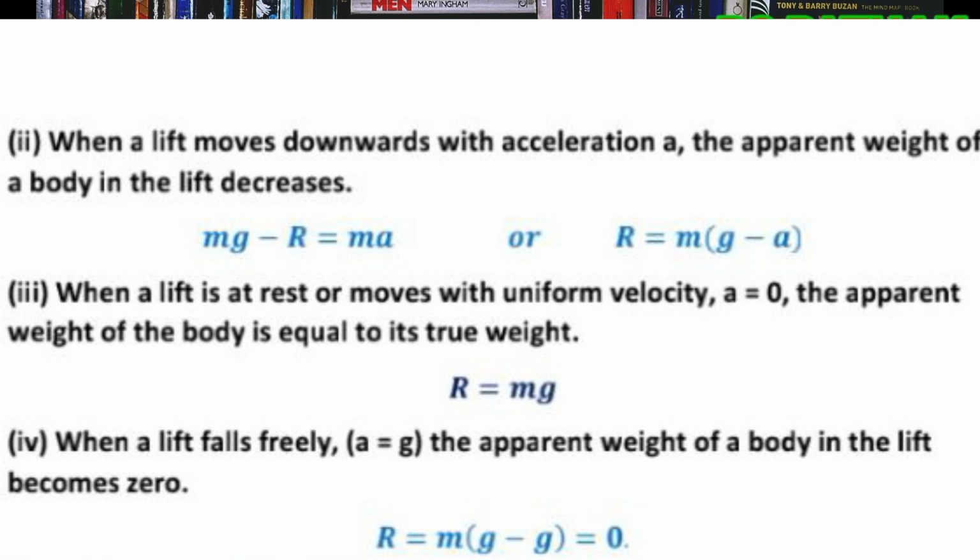Fourth is when a lift falls freely, a equal to g, the apparent weight of a body in the lift becomes 0. R equal to mg minus g means 0.